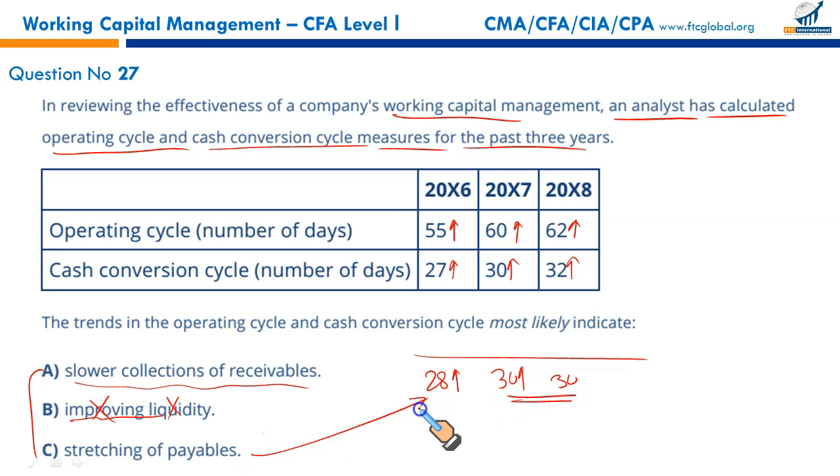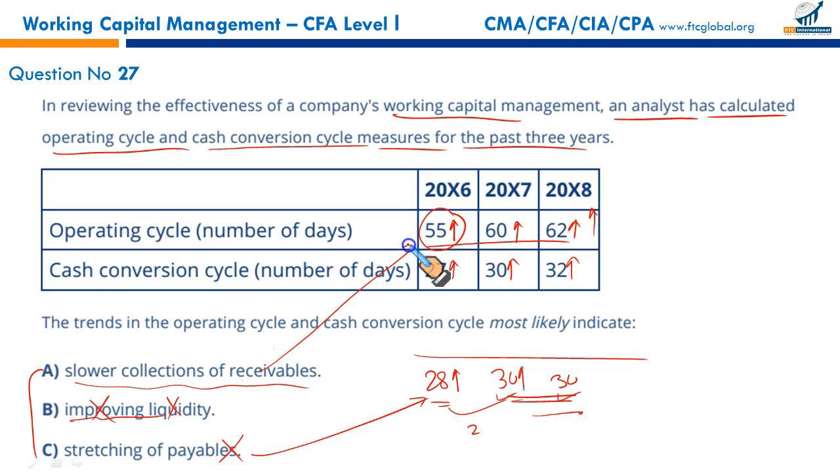So apparently we first used to pay after 28 days. Then we started paying after 30 days. So it's not a continuous stretch. There was a little stretch of 2 days, then it stopped. So this is not the right option also. What we can conclude is slower collection of receivables, since we are delaying the collection of payment from our customers, resultantly your operating cycle is increasing in number of days.